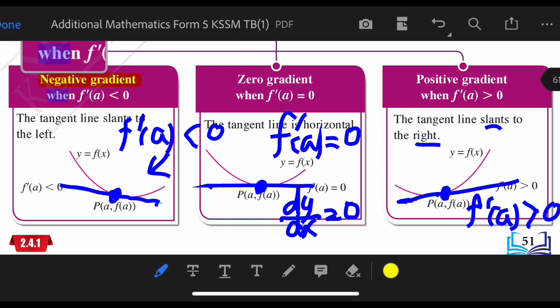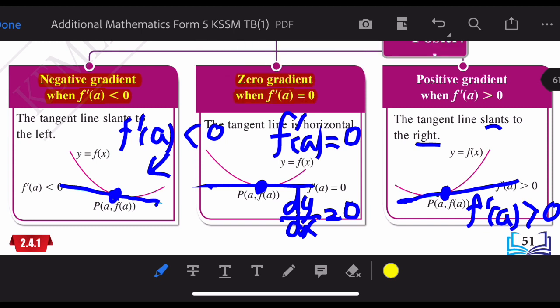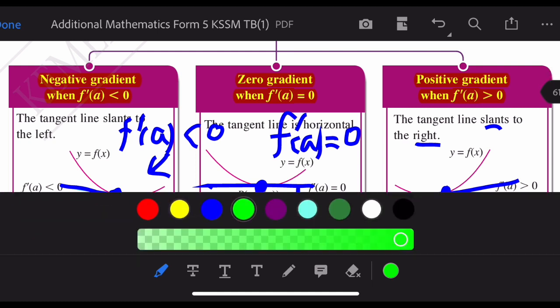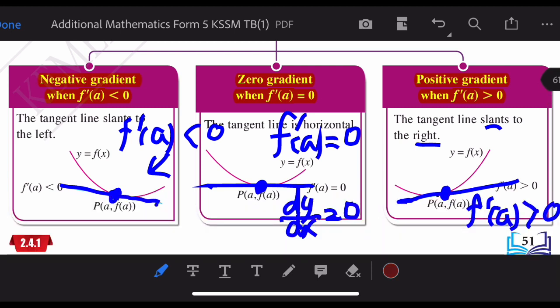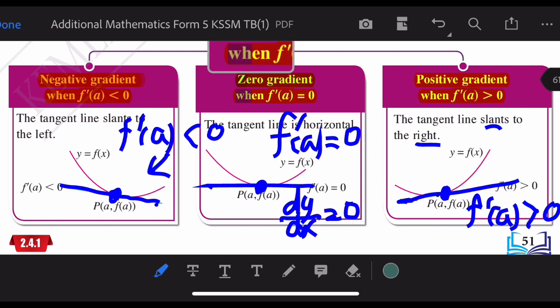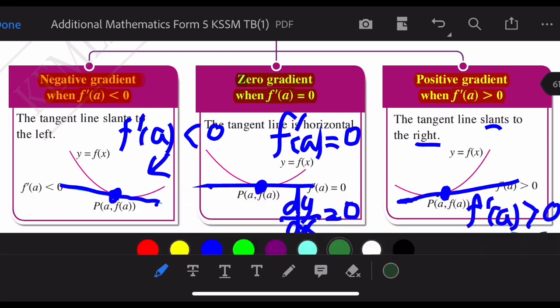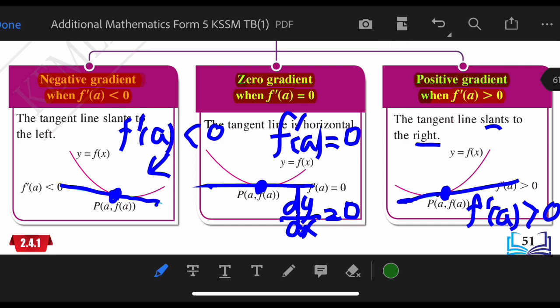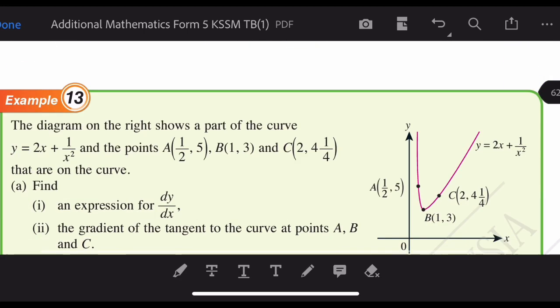Negative gradient, dy/dx will be less than 0. Zero gradient, dy/dx will be equal to 0. Positive gradient, dy/dx will be more than 0. Again, I highlight to you, negative gradient means less than 0, normally in red color. If the gradient is 0, dy/dx will be equal to 0. If the gradient is positive, dy/dx will be more than 0. Can you memorize? This is a very important concept, so we're going to apply this concept in solving the problem.